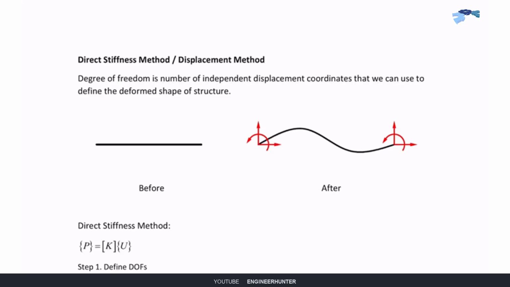Today I'm going to talk about the direct stiffness method or displacement method for structural analysis. And for this video, I only talk about the truss element.